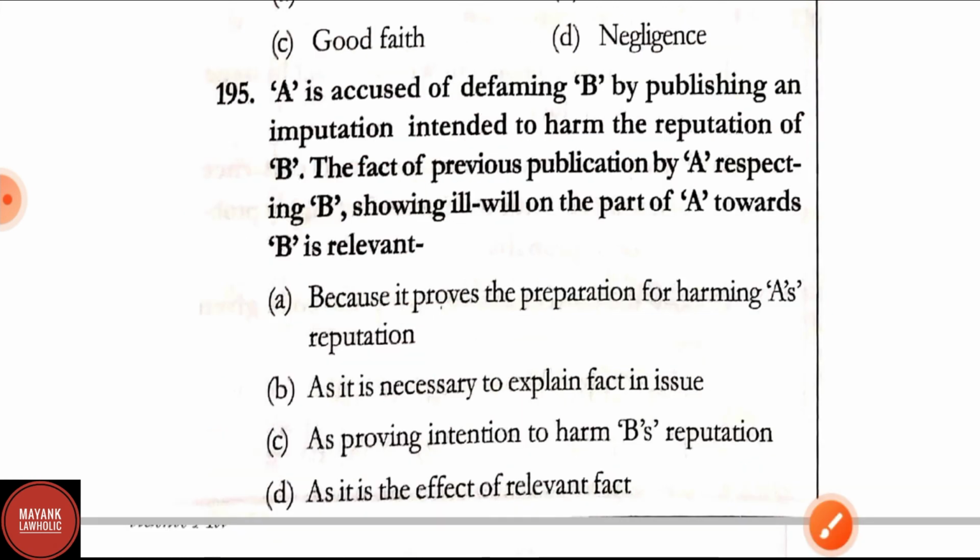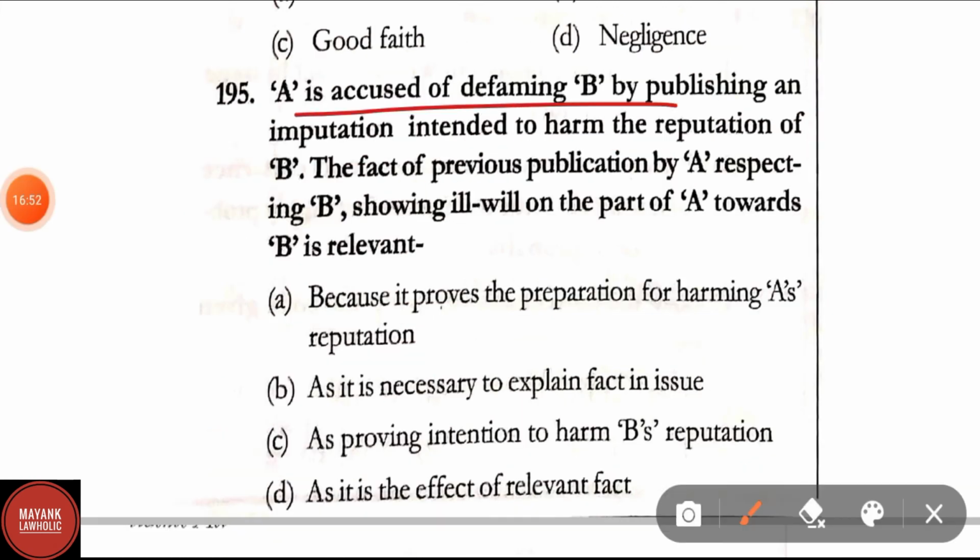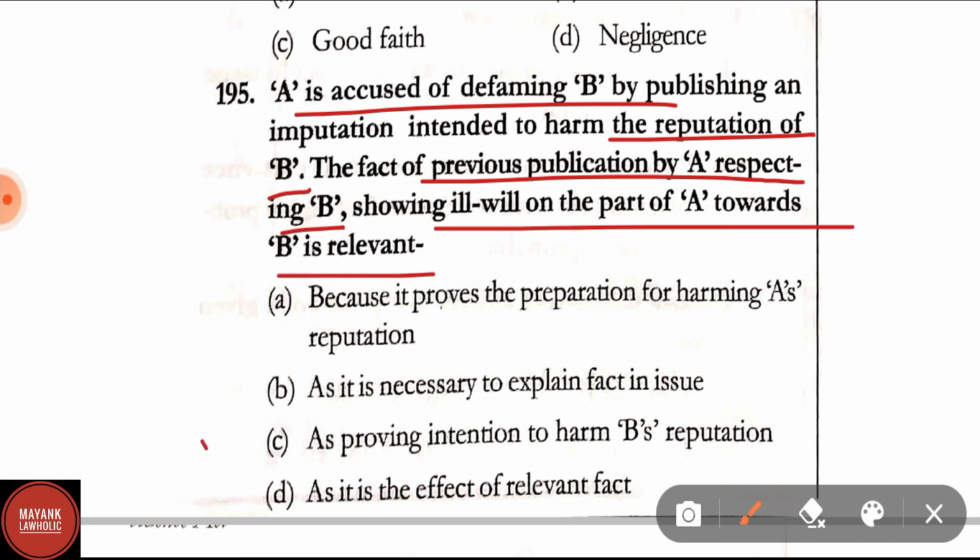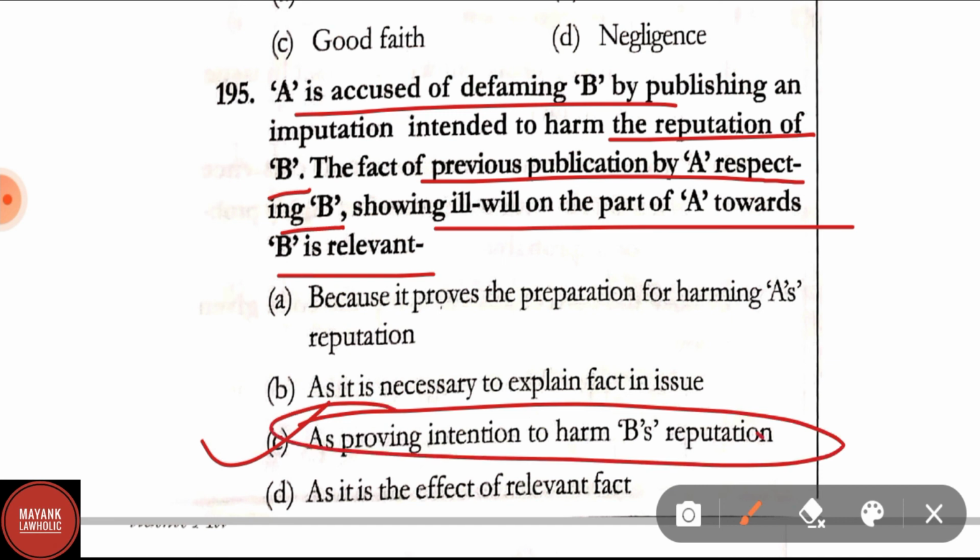Question number 195. A is accused of defaming B by publishing an imputation intended to harm the reputation of B. The fact of previous publication by A respecting B showing ill will on the part of A towards B is relevant. Option A, because it proves the preparation for harming B's reputation. Option B, as it is necessary to explain the fact in issue. Option C, as proving intention to harm B's reputation. And option D, as it is the effect of relevant fact. Here correct answer is option C, as proving intention to harm B's reputation.